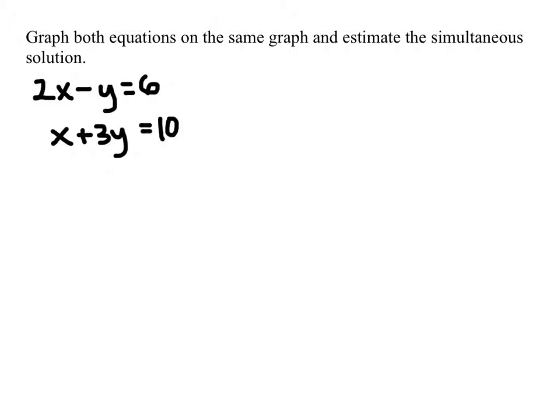Remember that you can graph the equations by creating a table of ordered pairs. You can graph by using the slope and y-intercept method, or you can graph by using the intercepts method. So choose any of the three to help you graph, and just make sure that your graph is accurate. So I'm just going to choose the intercepts method.